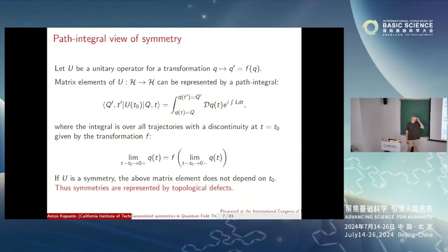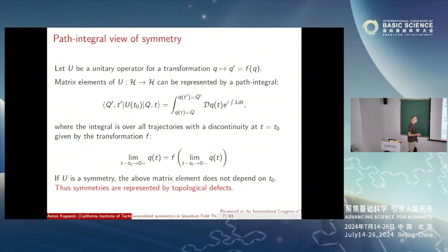So what's the new idea? Well, let's start with the path integral formulation of quantum mechanics. Suppose we want to have some transformation of variables, which upon quantization becomes a unitary operator. The transformation I'll call F. So the matrix element of a unitary can be presented as some path integral.